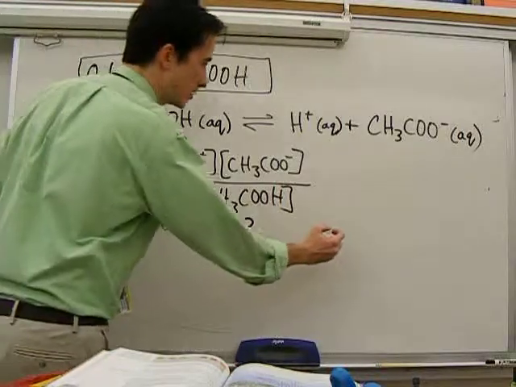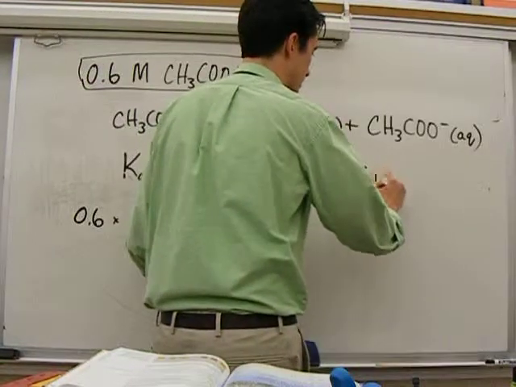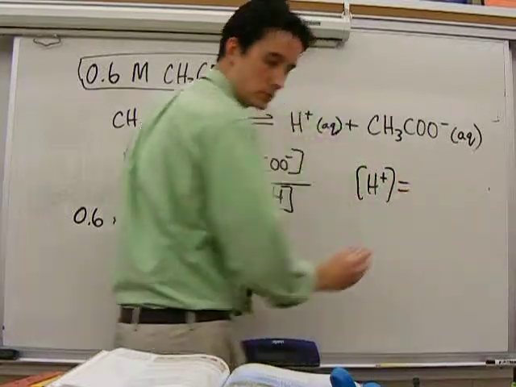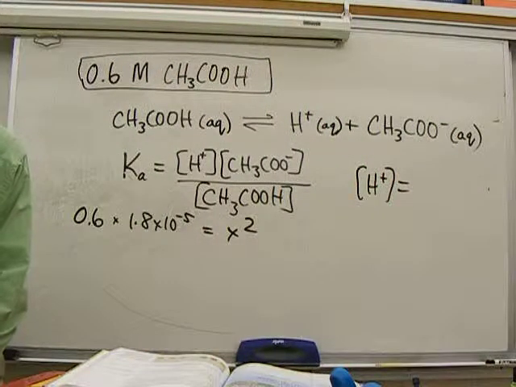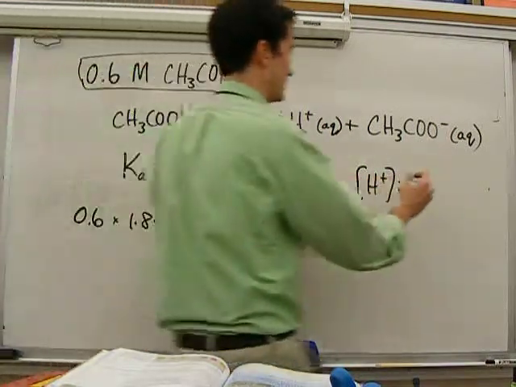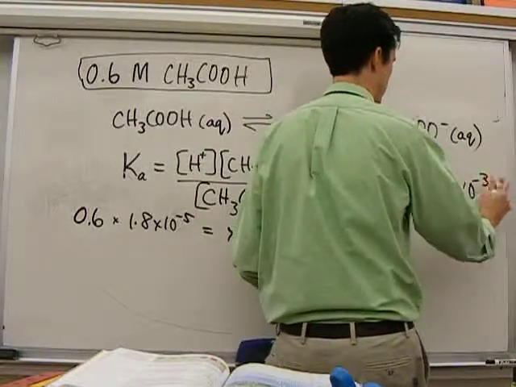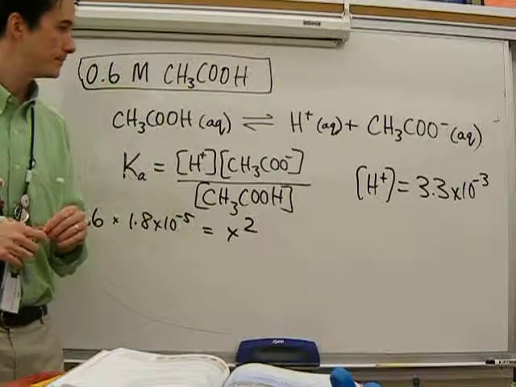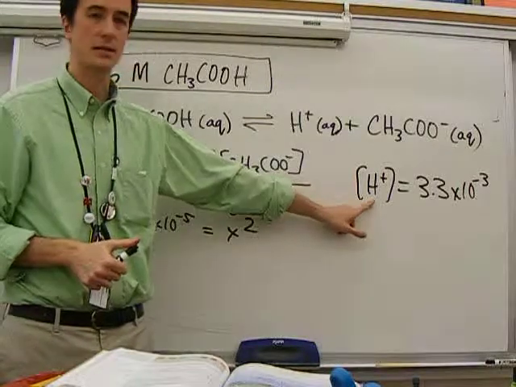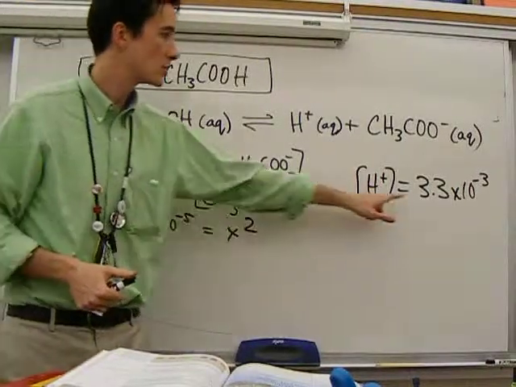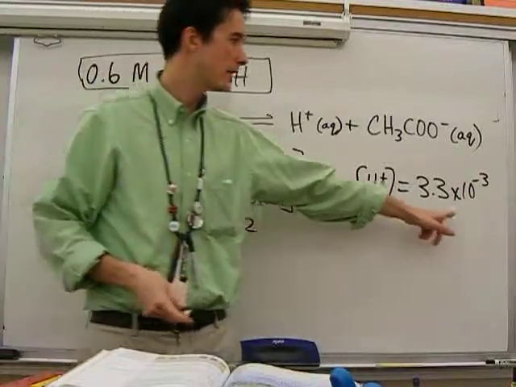Take the square root, and you get concentration of H+ equals, what is it? 3.3 times 10 to the -3rd. All right, so we have our H+ concentration. That's also the concentration of acetate. It's pretty small.